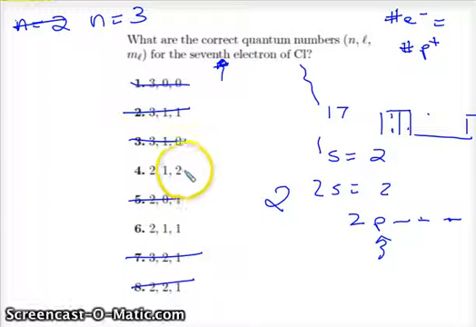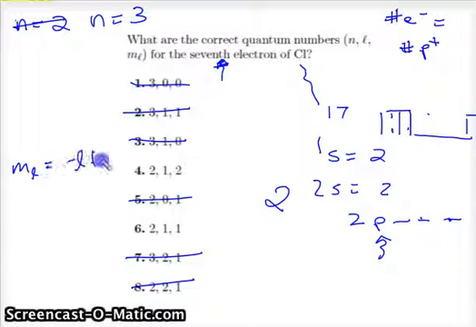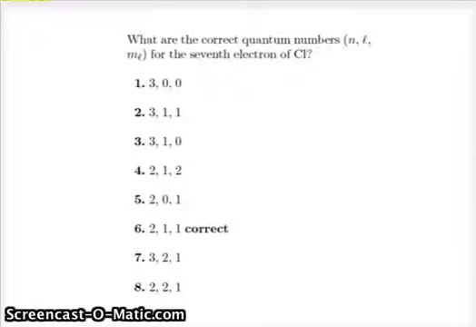Well, remember this is Ms of L. Ms of L is negative L to positive L. Well, if my L here for a p orbital is a 1, is that possible? Well, no. So we eliminate it, so we know that's the correct answer. And that's all we're doing. Okay?